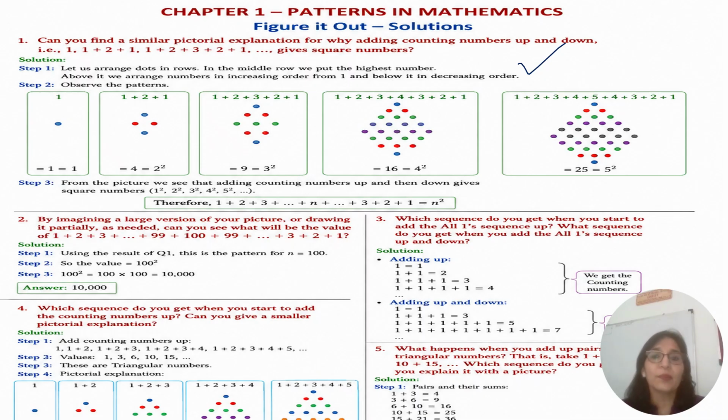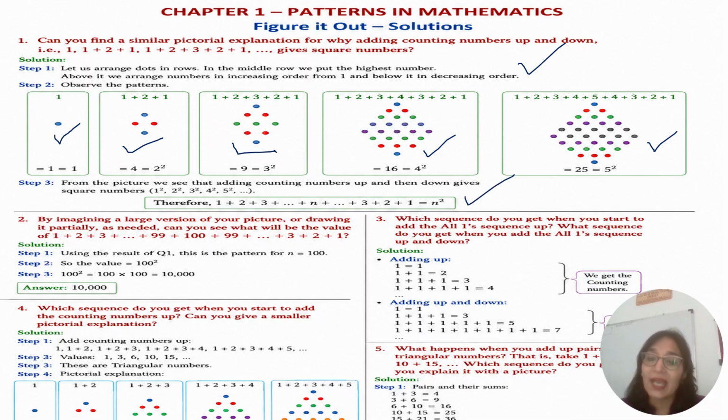In the middle row, we put the highest number. So like here we have 1 dot, then you have 4, which is 2 square, then you have 9, then you have 16, then you have 25. Now from the picture, we see that adding the counting numbers up and then down gives us the squares. Like we get 1 square, 2 square, 3 square, 4 square, and 5 square. Likewise, that is the number of n square.